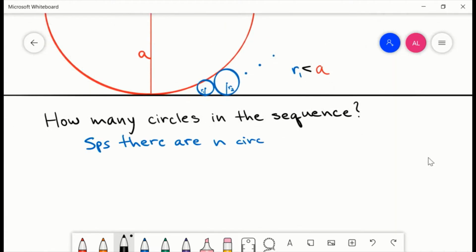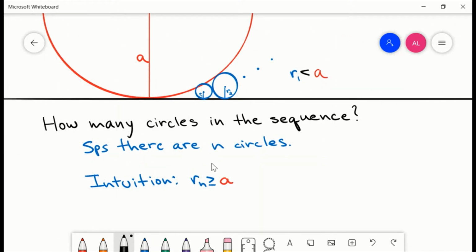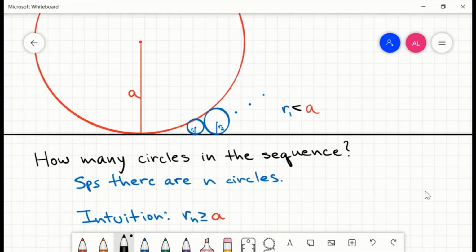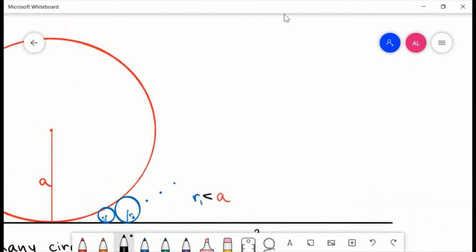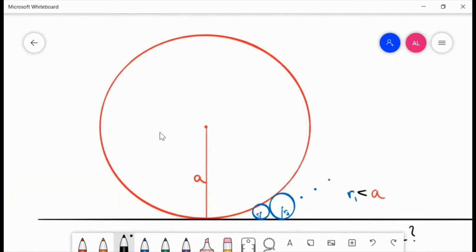Suppose there are n circles in the sequence. Now I will state a fact that is intuitively clear, which is that R sub n is bigger than or equal to A. Once again, there are n circles in the sequence, and the last circle in the sequence has radius R sub n. Why? Well, if the last circle in the sequence is bigger than A, then R sub n plus 1 will be tangent to this line to the left of this circle A. That is what makes this circle R sub n the last circle.